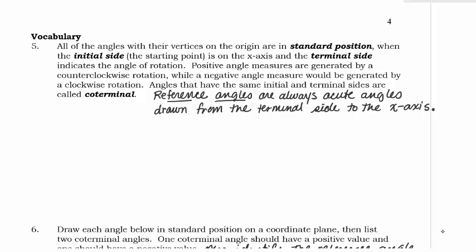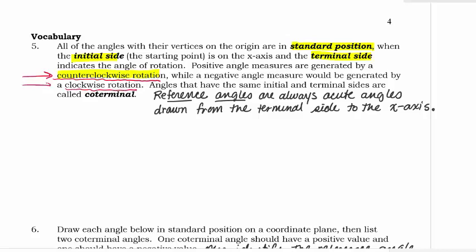All of the angles with their vertices on the origin are in standard position. With the initial side, the starting point, on the x-axis, and the terminal side indicates the angle of rotation. Positive angle measures are generated by a counterclockwise rotation. This is really important and a little bit weird at first, but counterclockwise is in general the standard way to rotate angles. While a negative angle measure would be generated by a clockwise rotation.